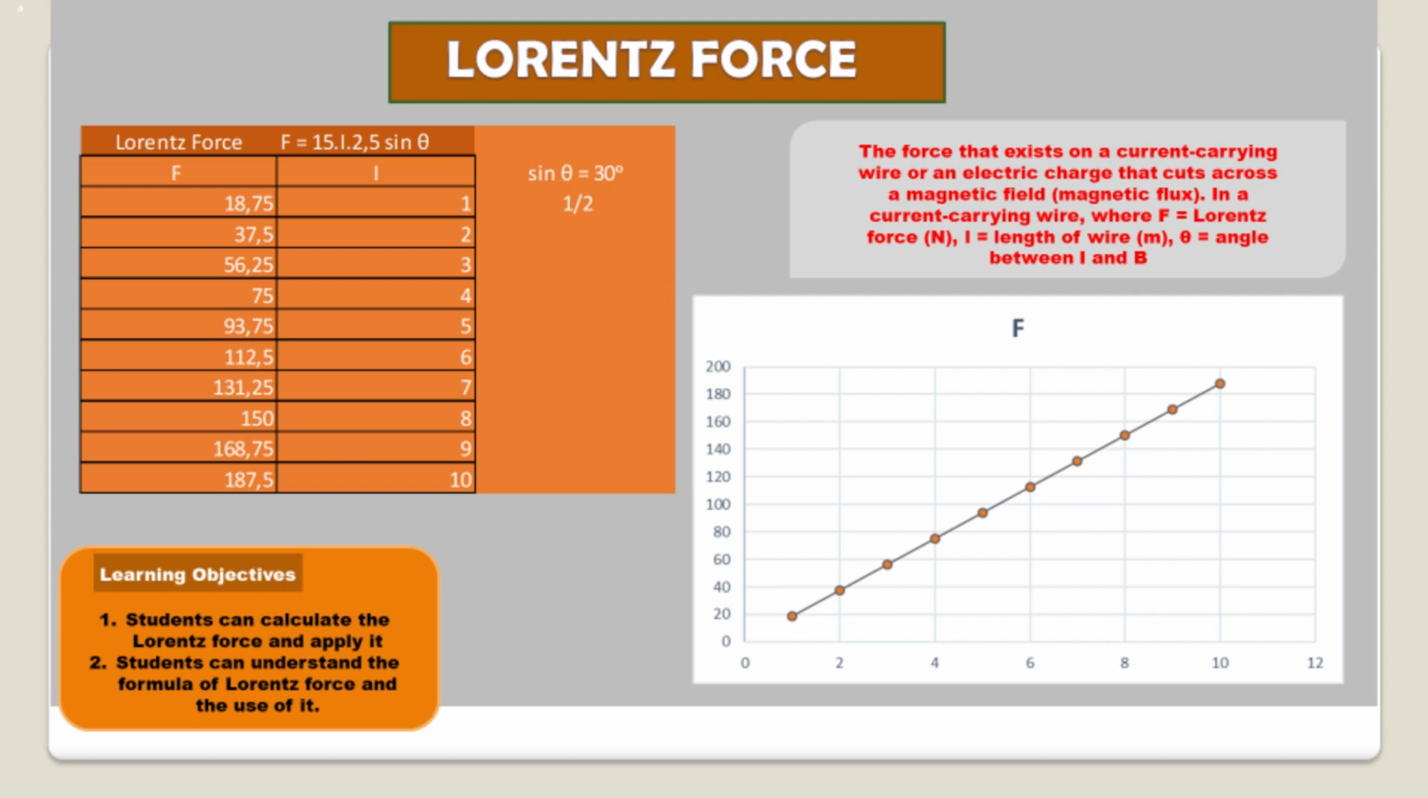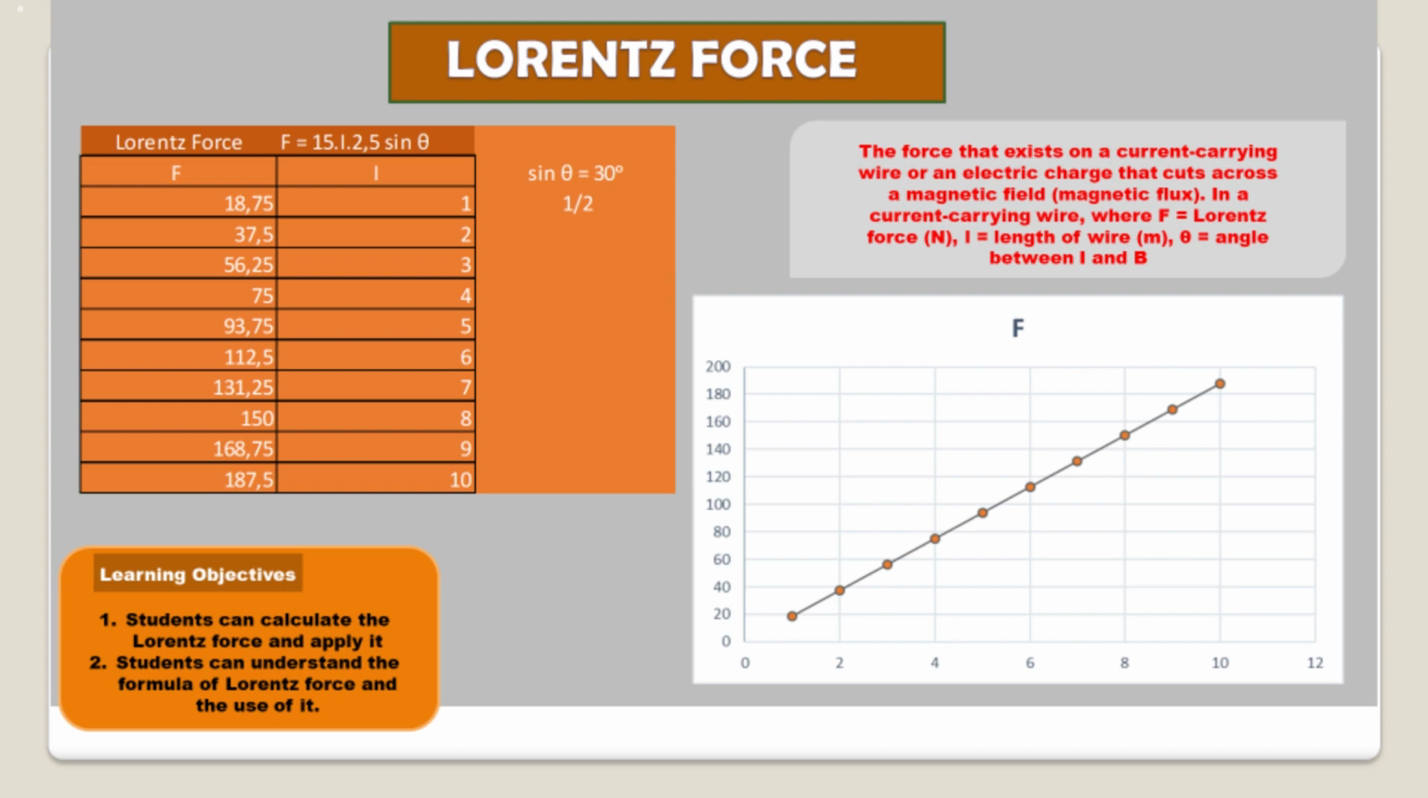times L sin theta. We assume the value of B is 15 Tesla, and L, the length of wire, is 2.5 meter. For the angle, we assume the value of theta is 30 degree, which is equal to a half. And for the current, or I, is starting from 1 until 10 ampere.